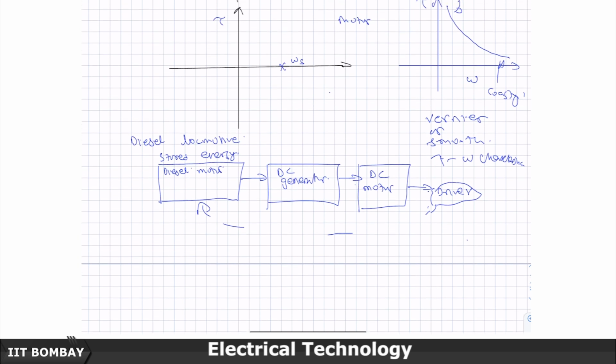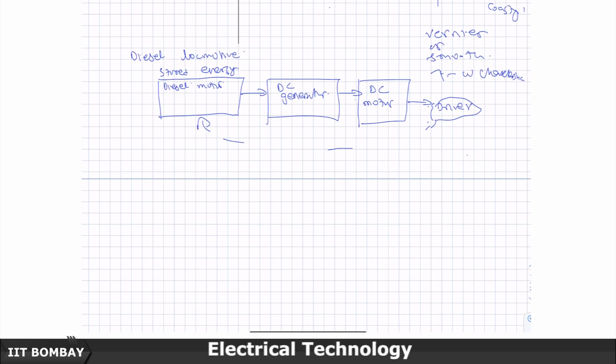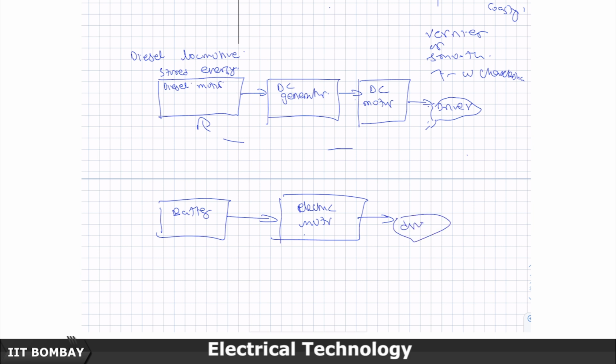In an EV, instead of this, this will be replaced by a battery, and then you will have a DC, or right now I will not mention which machine, but you will have an electric motor. This battery, an electric motor, and then your driver gets a control here.